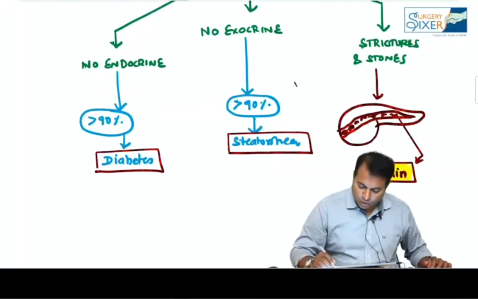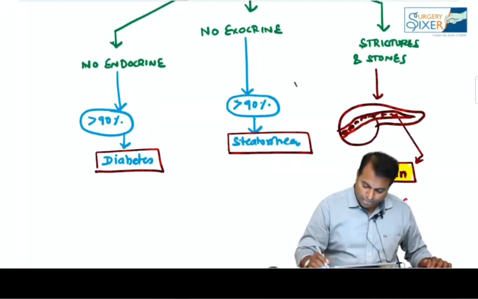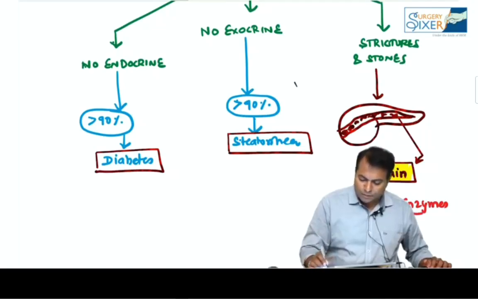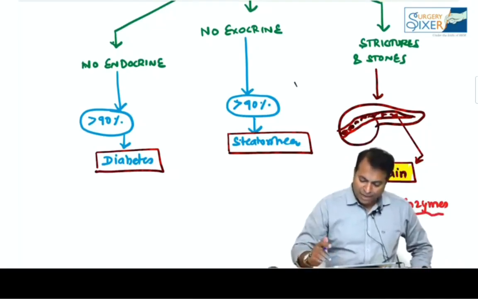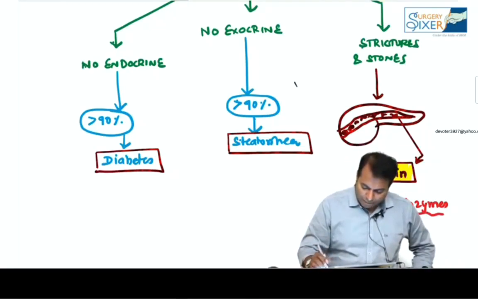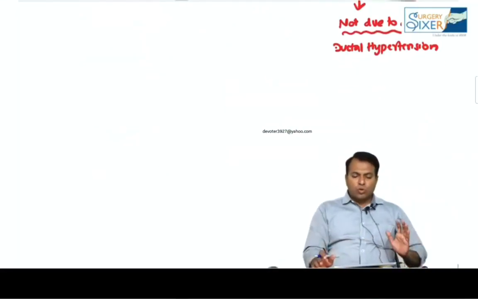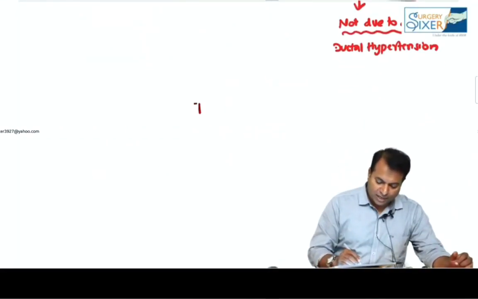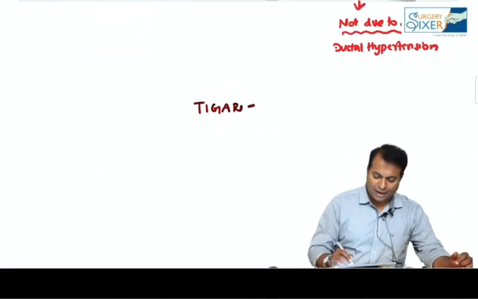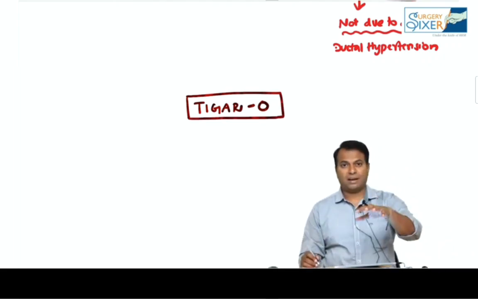The pain here is not due to enzymes, it is due to obstruction and ductal hypertension. Ductal hypertension is the main cause of pain in chronic pancreatitis. There are so many classifications of chronic pancreatitis, and the classification I want you to remember for your exam is the TIGAR-O classification of etiological factors.